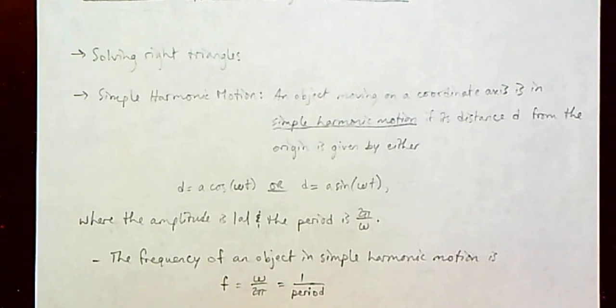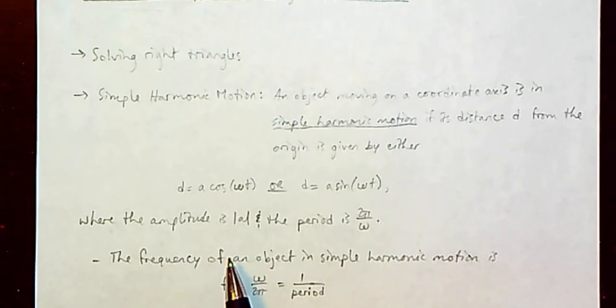An object which is moving along a coordinate axis is in simple harmonic motion if its distance d from the origin is given by an equation of one of these two forms here: a times the cosine of omega t, or a times the sine of omega t. Once again, that is omega. That is not the letter W.